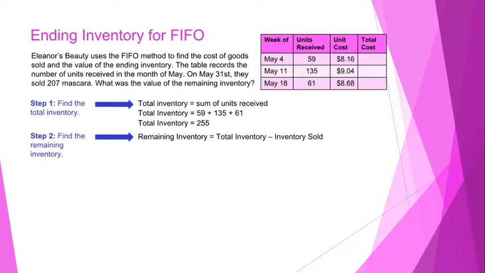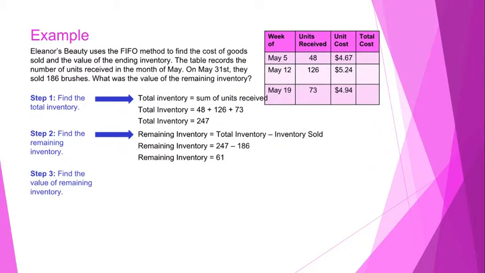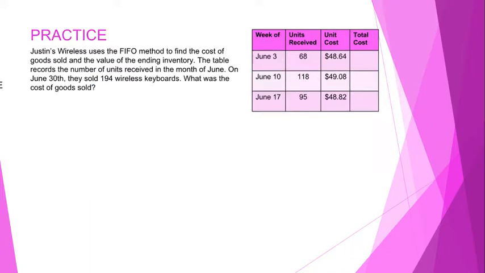Then we need to find the remaining. So we're going to take our total of 247 and subtract out the number we sold, which, if you look back in the problem, says we sold 186 brushes. So we take 247 minus that 186, and we get that we still have 61 in stock. Now we're going to find the value of the remaining inventory. We take our remaining inventory of 61 and multiply by the unit cost on May 19th, since that's the end of our table, so that's 494. So we take 61 times 494, and we get $301.34. So that means the value of the remaining inventory is $301.34.